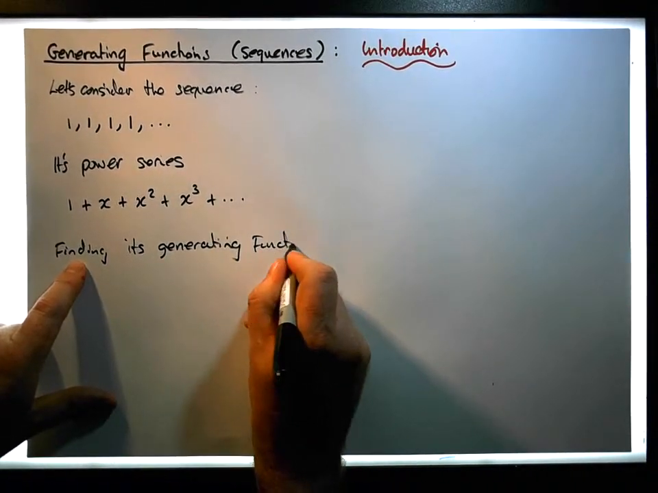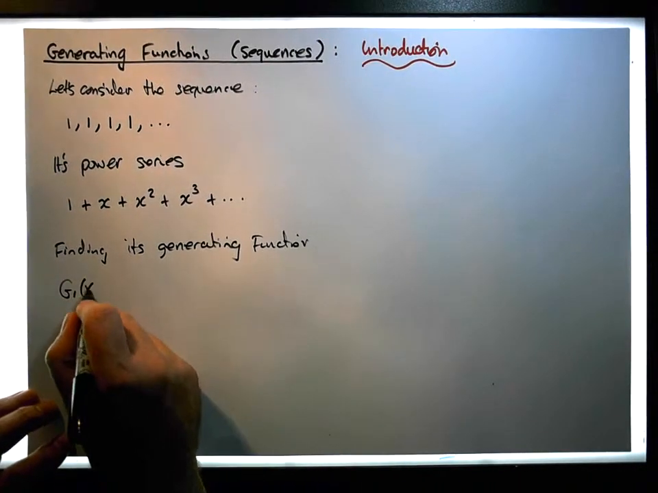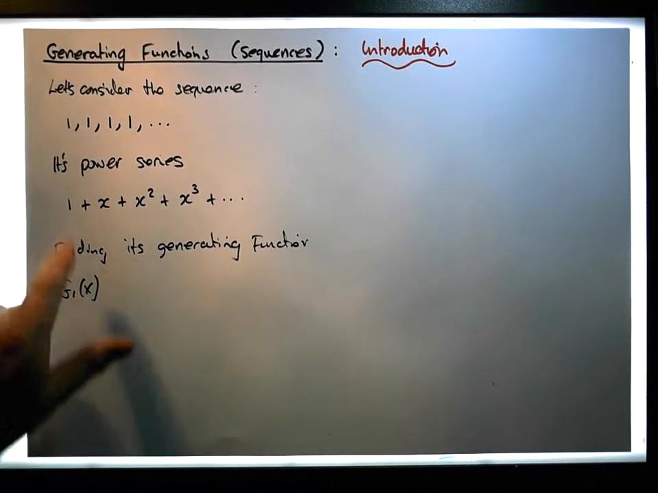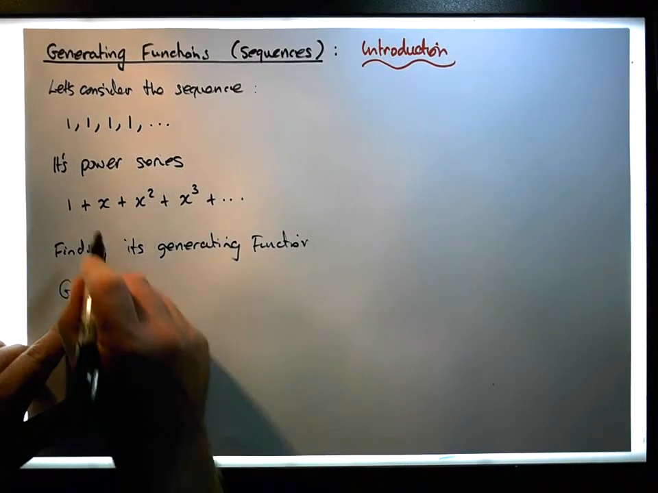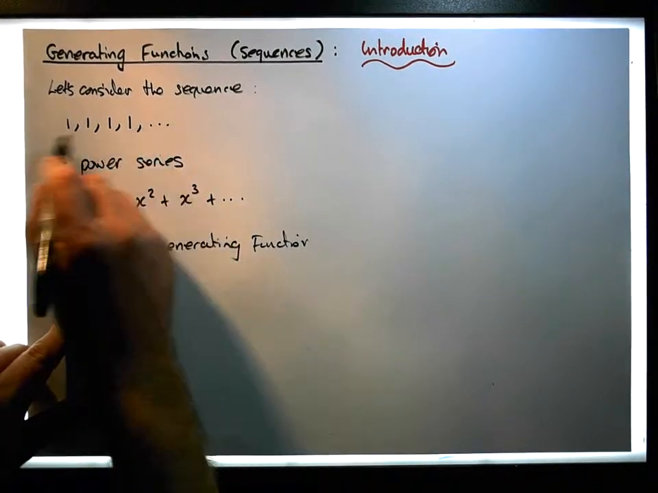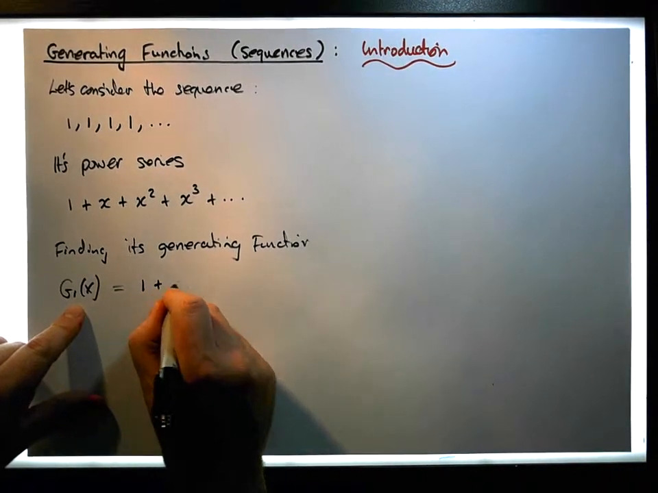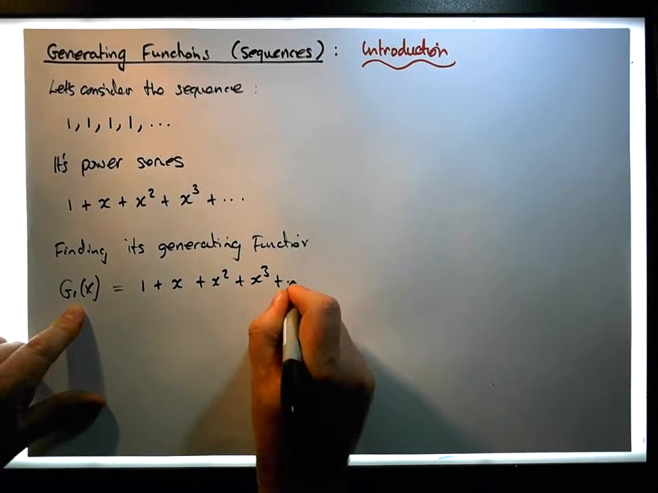Let's give this generating function a name. Let's call it g1 of x, the first generating function for my first sequence here. What we let g1 of x equal is the power series that encodes the sequence itself. So this is equal to, in this case, 1 plus x plus x squared plus x cubed plus dot dot dot.